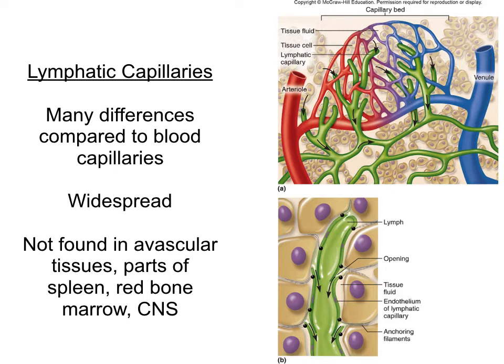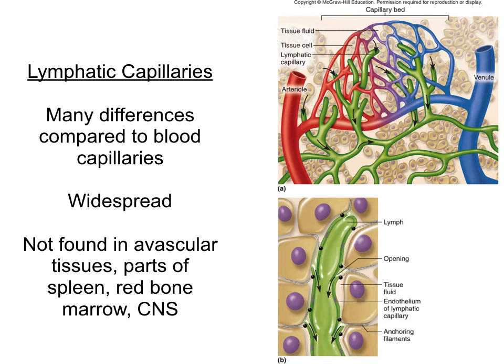Now, in the lower image, which is what you want to be looking at next, I want you to look at that single lymphatic capillary and look at the endothelium. Look at the cells forming its wall. These cells actually overlap on their ends. And this overlapping mechanism actually forms a valve-like structure. And this valve allows fluid to flow into the lymphatic capillary, but it cannot flow out of the lymphatic capillary.